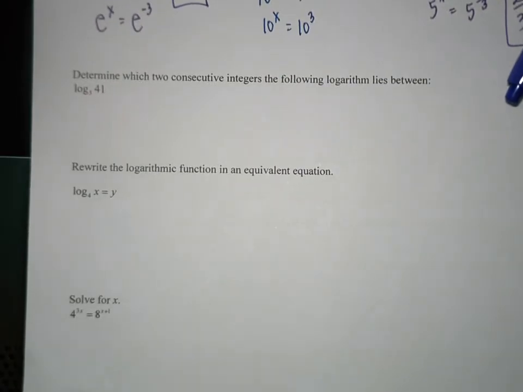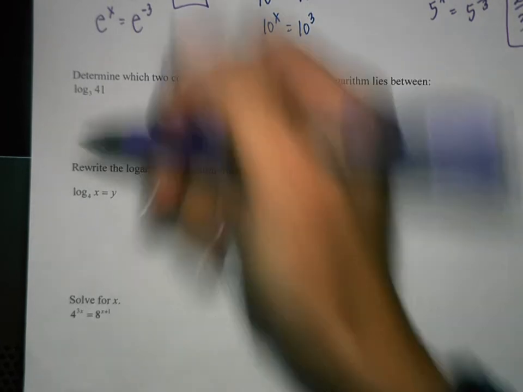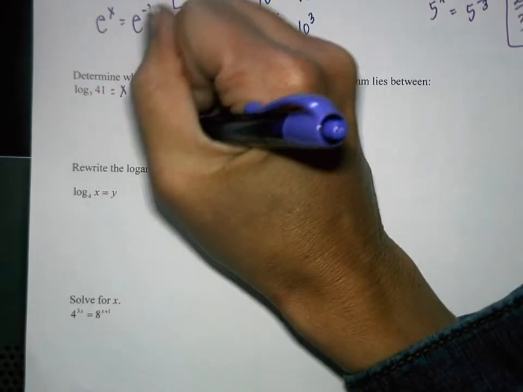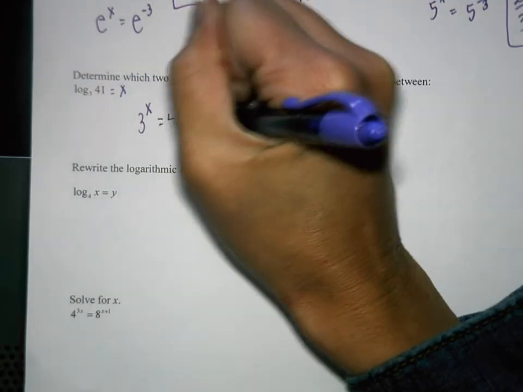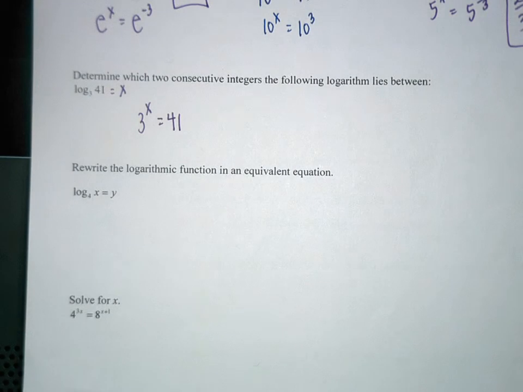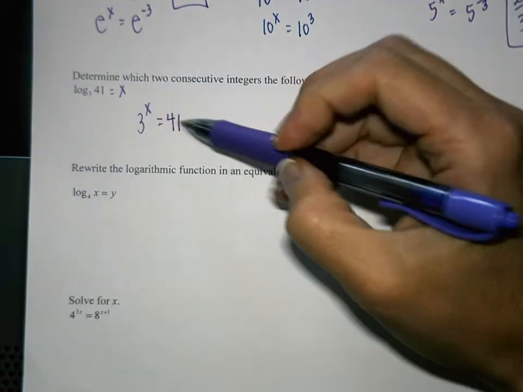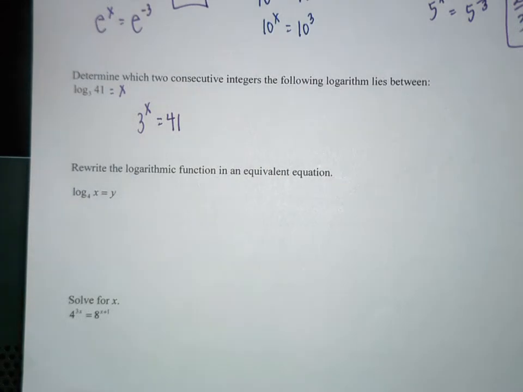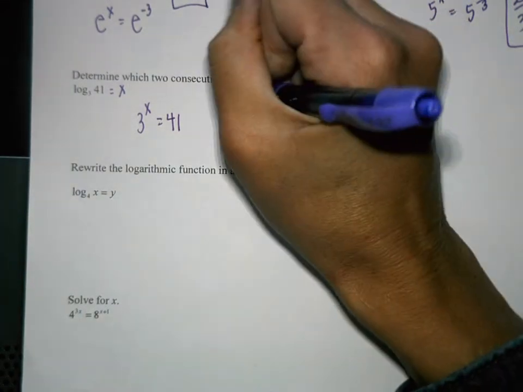Next, it states, determine which 2 consecutive integers the following logarithm lies between. So again, we're going to change this to exponential form, and we get 3 to what power equals 41. Well, there isn't an exact power that 3 goes to give you the answer of 41 for this problem in terms of it being a whole integer. And so we're going to approximate.